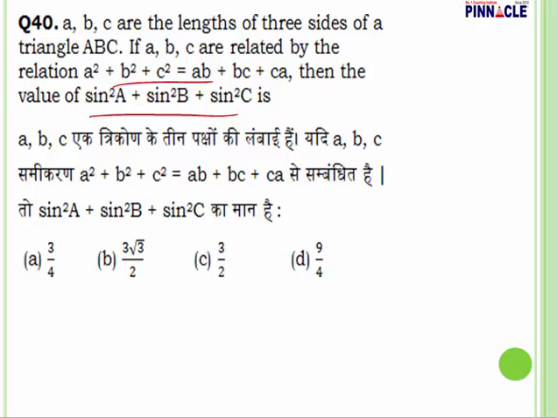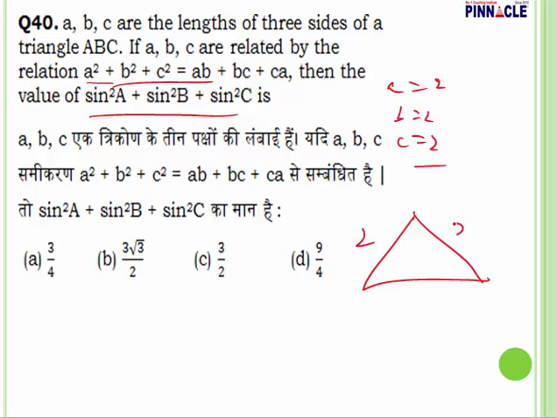Now, this question you can solve easily by putting values. If I put A is equal to 2, then A square will become 4, B is equal to 2, and C is equal to 2, then this equation will be satisfied, because here 4 plus 4, 8 plus 4, 12, and 4, 4, 4, 12. So this equation is satisfied when we put the value 2 for A, B and C.